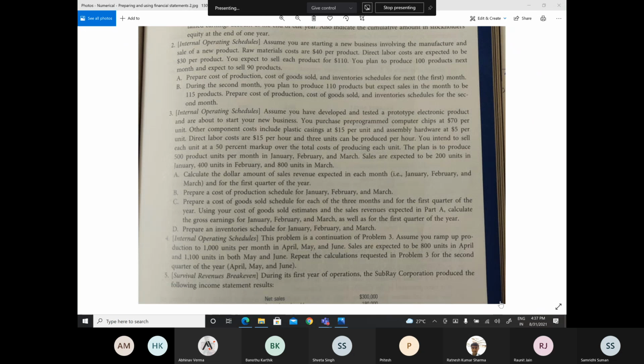Part A: prepare cost of production, cost of goods sold and inventory schedules for the next month. And during the second month, you plan to produce 110 products but expect sales in the month to be 115 products. Prepare cost of production, cost of goods sold and inventory schedules for the second month. So basically you have to prepare for 2 months. So let us see how this is done.